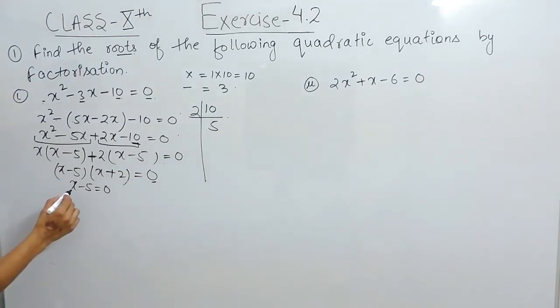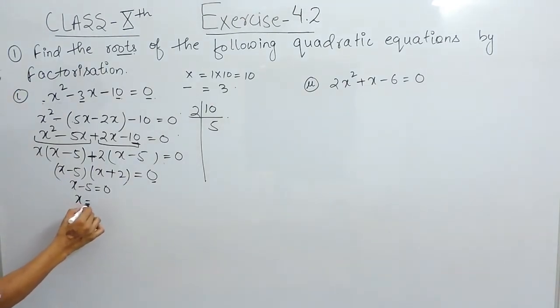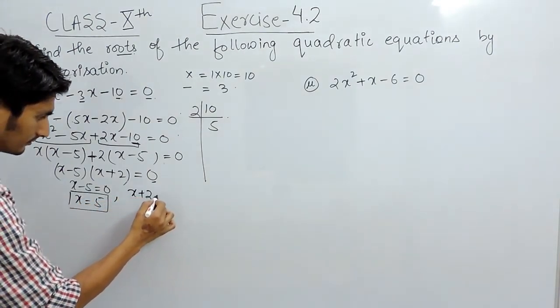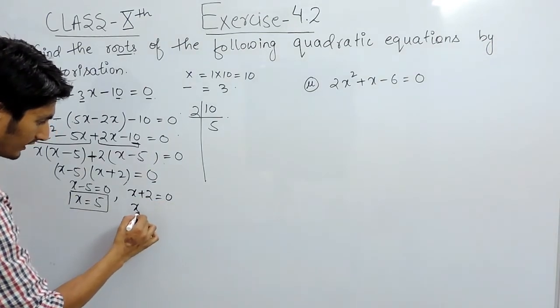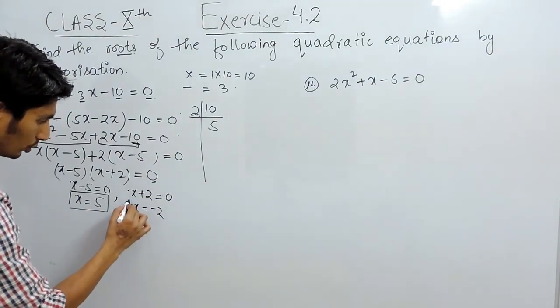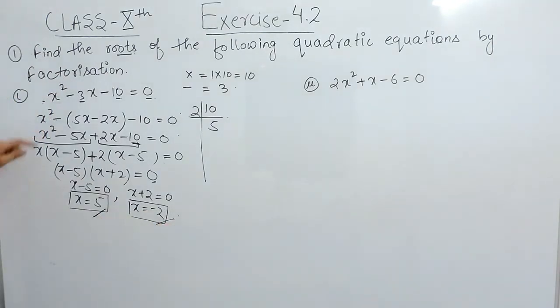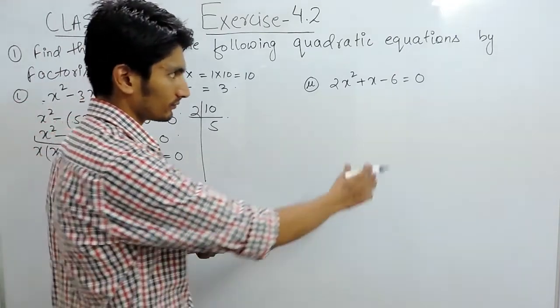So I am equating the first factor to 0, so the value of x must be 5. And in another case, x plus 2 equals 0, so the value of x must be minus 2. So these are the roots of this equation, meaning when you substitute these values in this equation, the result will be equal to 0.